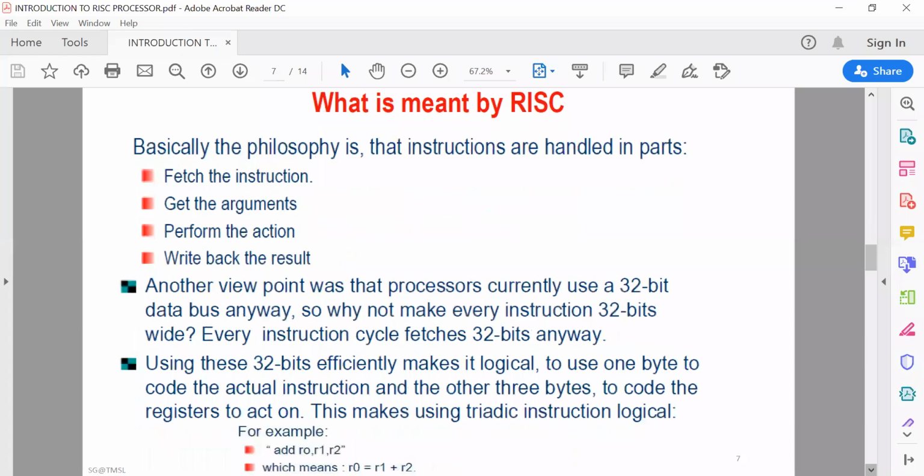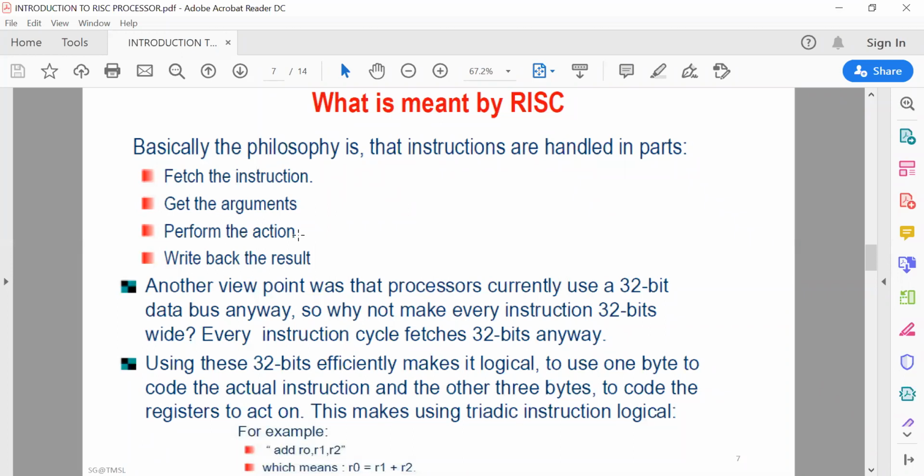It has certain features. Basically, in RISC architecture the instructions are handled in this way. First fetch the instructions, then get the arguments, then perform that function, and then write back the result into some register. So these are the steps by which simple instructions can be handled.